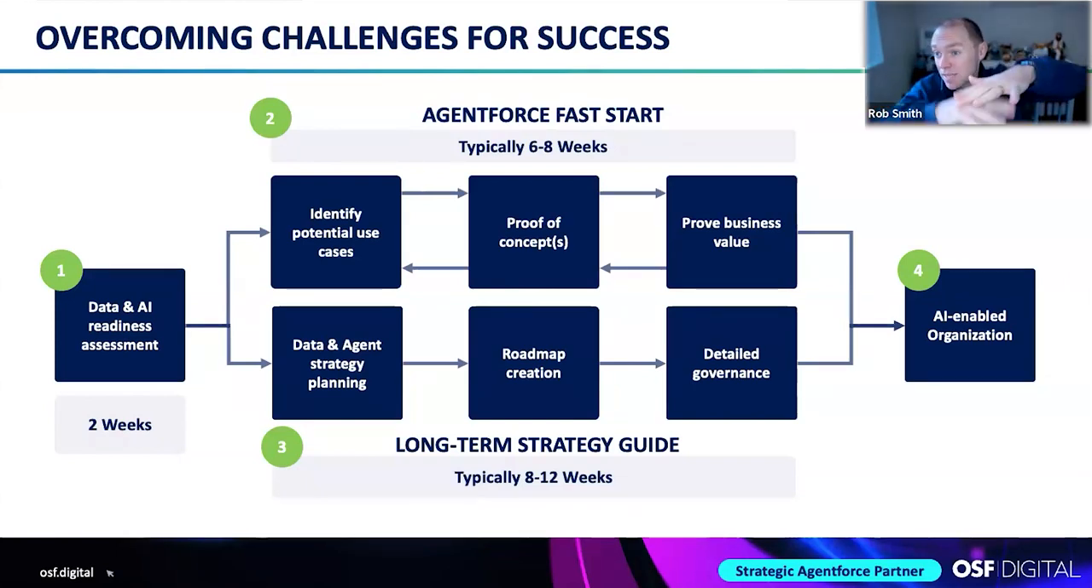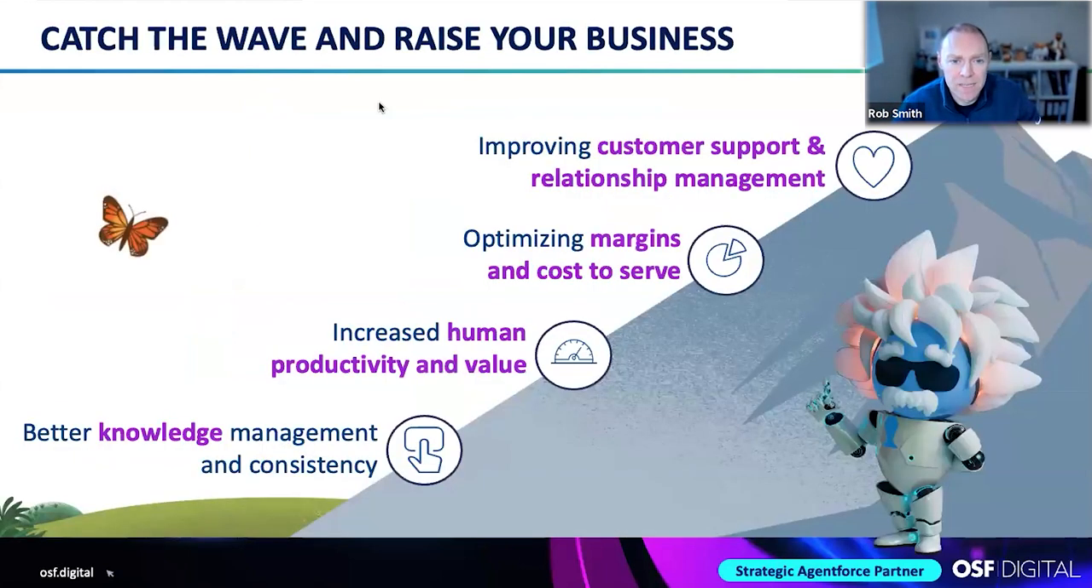You combine those two things together, that constant iteration of agents and that long-term strategy and learning, and you get yourself towards an AI-enabled organization. So I think, Mike, we've talked a lot about agents. We talked a lot about how they're structured. We talked about some challenges, but what about the business value?